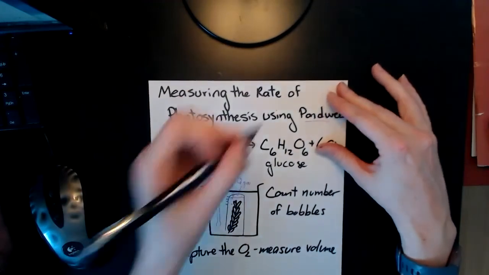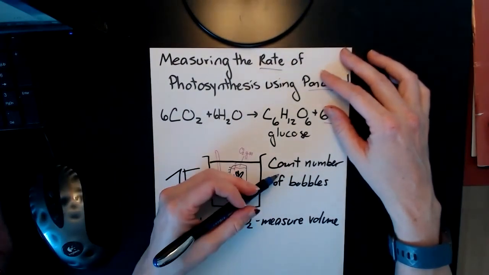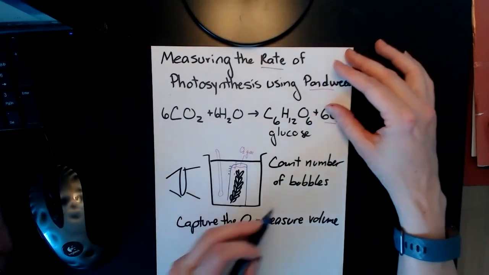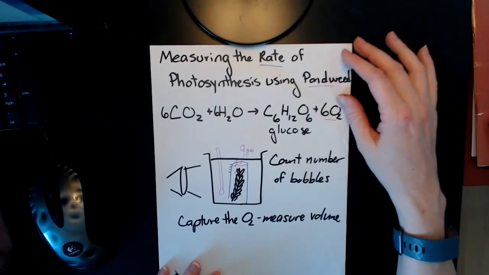Remember, okay, that when you're doing this, the rate of photosynthesis is not just about how many bubbles are produced in total, it's about the number of bubbles or the volume divided by the time over which you are recording your data.